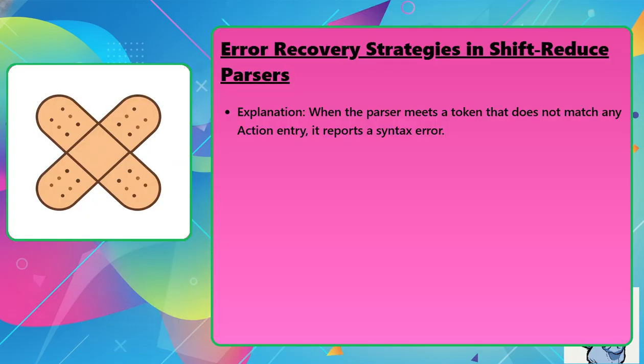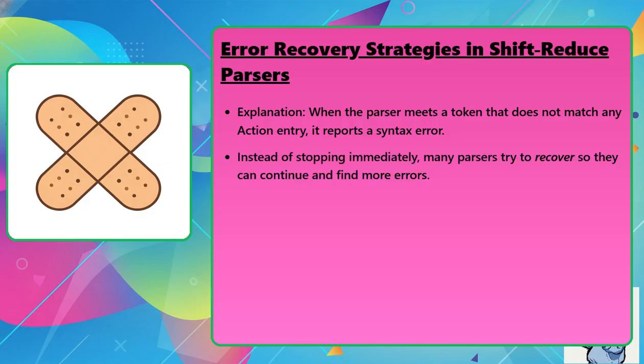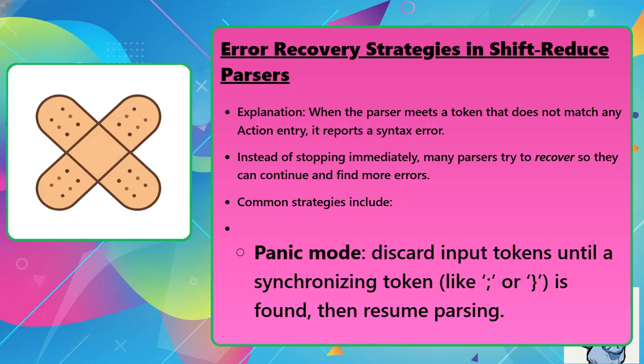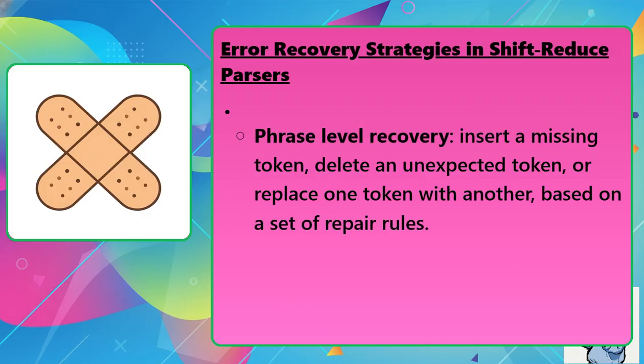Explanation: when the parser meets a token that does not match any action entry, it reports a syntax error. Instead of stopping immediately, many parsers try to recover, so they can continue and find more errors. Common strategies include panic mode: discard input tokens until a synchronizing token like a semicolon or right brace is found, then resume parsing. Phrase-level recovery: insert a missing token, delete an unexpected token, or replace one token with another, based on a set of repair rules.